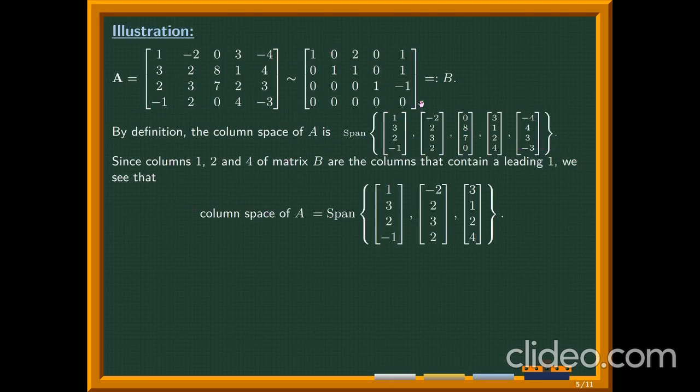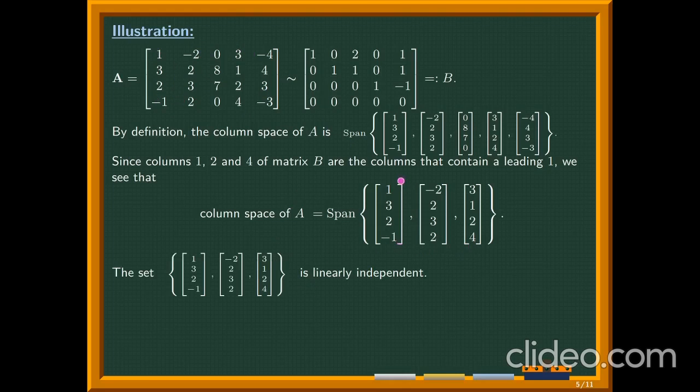In matrix B, we see that columns 1, 2, and 4 are the columns that contain the leading one. So we see that the vectors associated with these columns form a spanning set for the column space, and those 3 vectors are this column, this column, and this column. So that's what we see here.